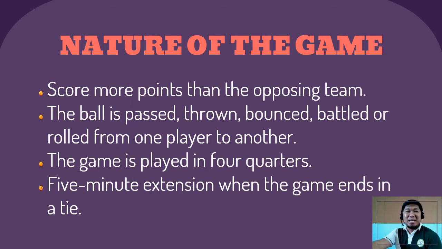Basically, this is how the game works. The main aim of the team is to score more points than the other team. The ball is passed, thrown, bounced, batted, or rolled from one player to another to be able to shoot the ball into the goal and prevent the other team from scoring.